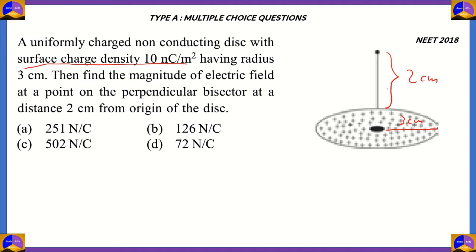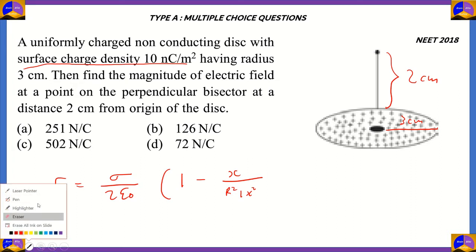So these are the quantities that we are going to work with. This is basically electric field along the axis of a disk. So the formula here is E equals sigma divided by 2 epsilon naught times 1 minus x divided by under root of r square plus x squared. Let's rub that part out.